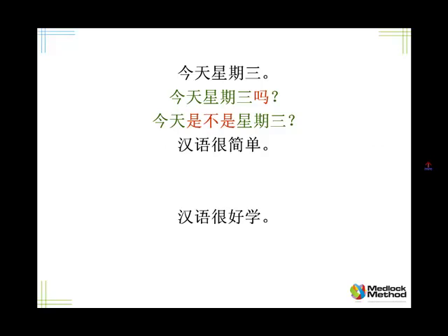Next statement is 汉语很简单. Chinese is very simple. And that's a simple way of changing that into a ma question. 简单 is simple. 汉语简单吗? 简单 is simple, is an adjective. So when you have a statement, you use 很, like 很好. And as a question, you don't need 很 there. You just stick ma on the end. Ah, right. Okay. And now you want the positive negative. That's right.